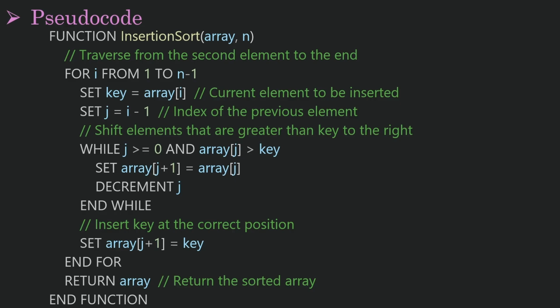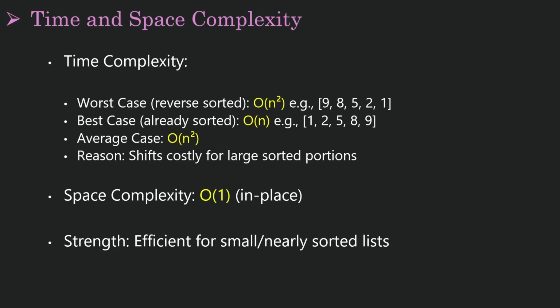How's its performance? Time and space complexity. Let's check. Time complexity. Worst case, reverse sorted. For example, 9, 8, 5, 2, 1. Each element shifts all previous ones. Thus, big O of n squared. Best case, already sorted. For example, 1, 2, 5, 8, 9. No shifts, just comparisons. So big O of n.